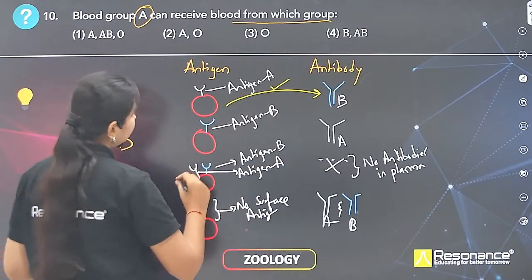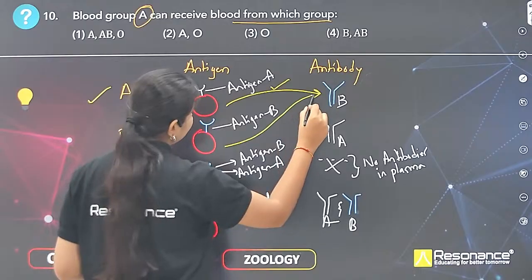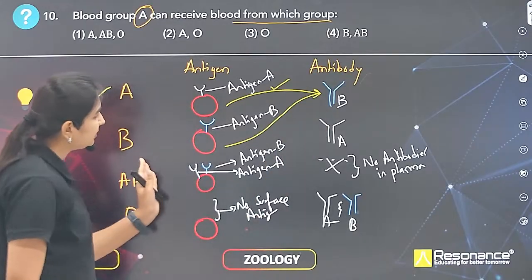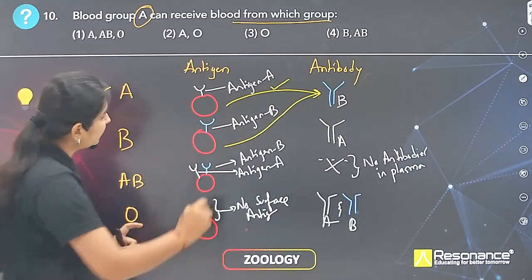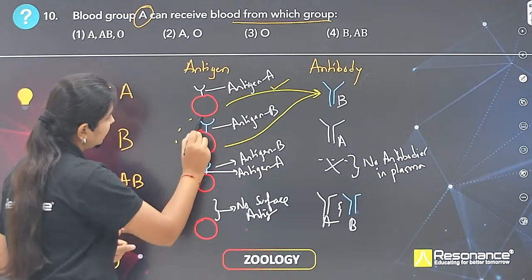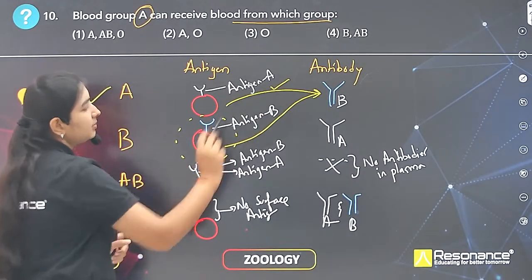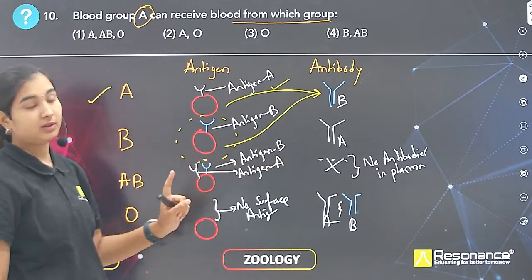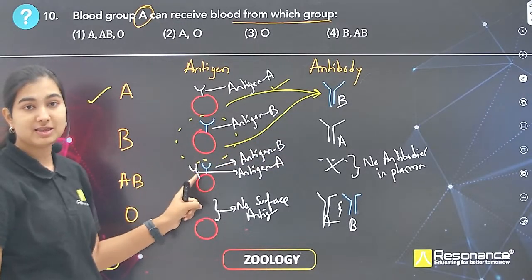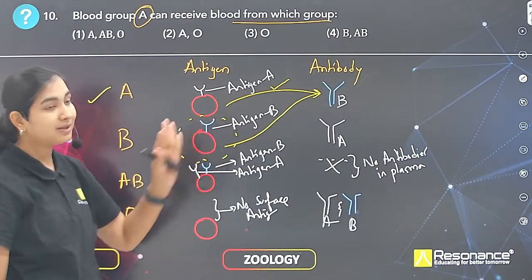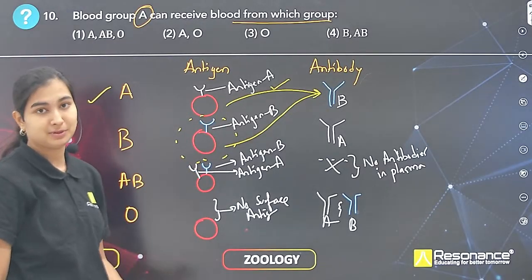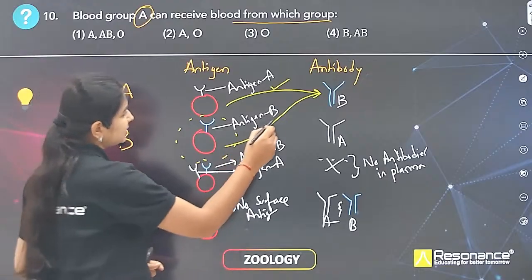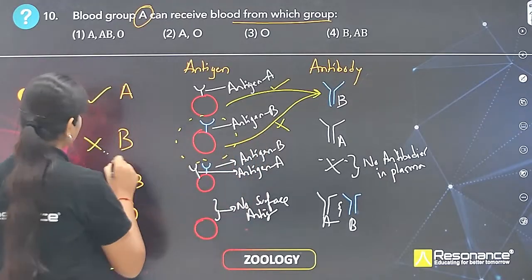Now what about the B? Can B donate the blood to A? Now if B is donating, now this will be moved into the plasma. So here what is present in the plasma? Antibody B. Now what is present on the surface? Antigen B. So would there be a clumping? Obviously there will be a clumping, right? So that's the reason it cannot donate. Fine, so B cannot donate.